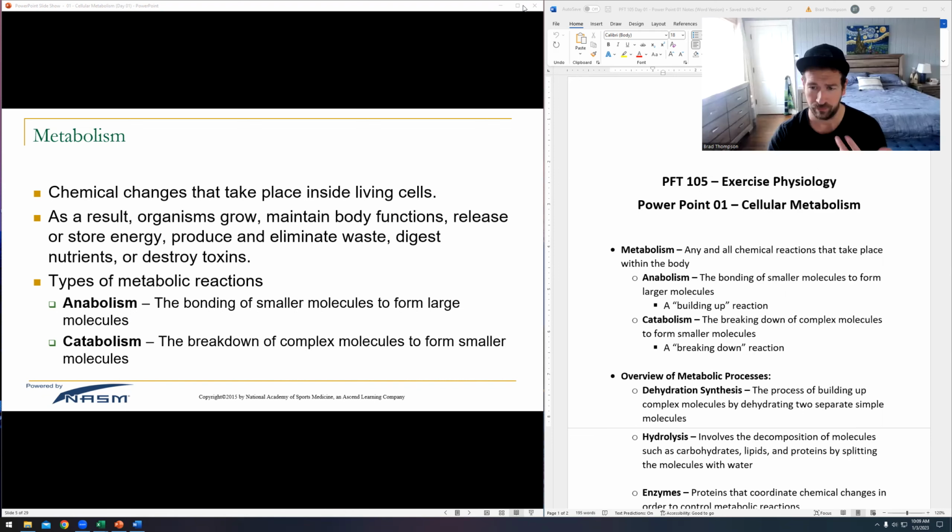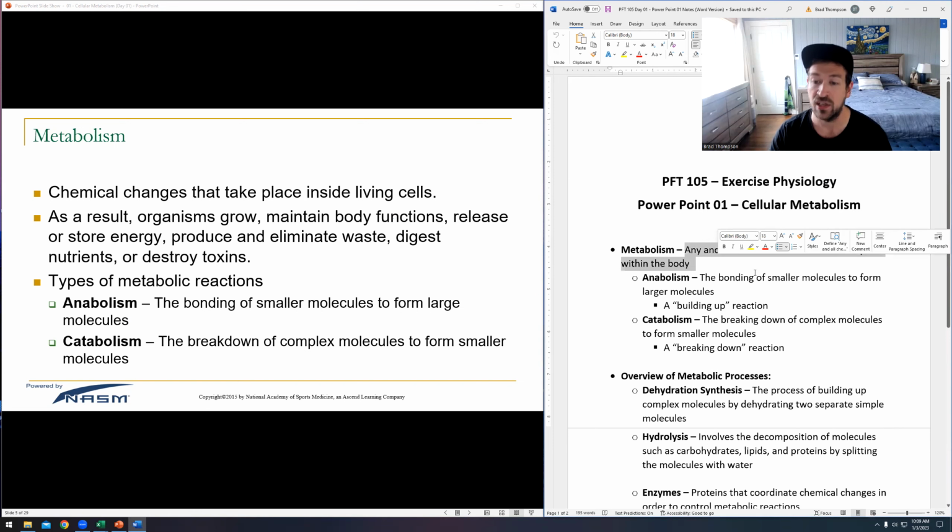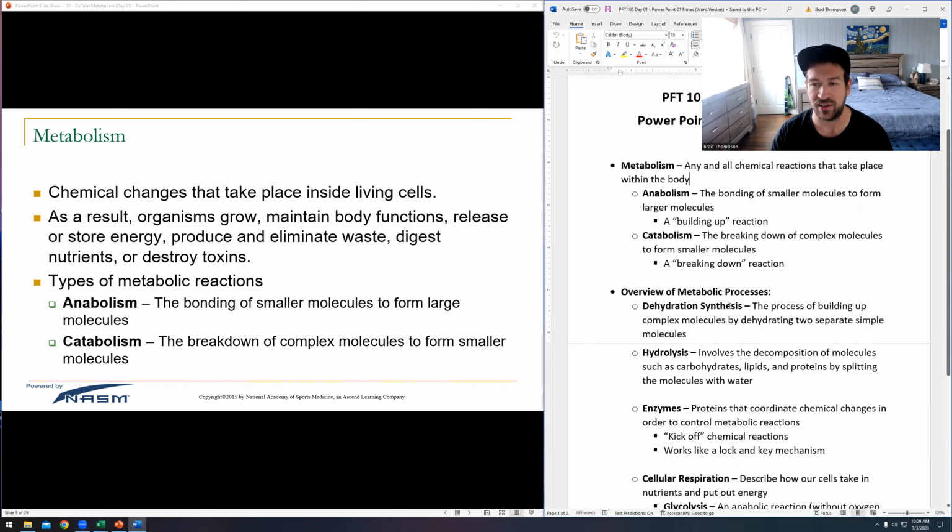So when we say metabolism, right? It's not just how many calories you burn. It's not how much energy you have or how hyper you are. Our term for metabolism is going to be any and all chemical reactions that take place within the body. So when we say metabolism, what we mean is that if there's a chemical reaction that takes place in your body, that's part of your metabolism, right?